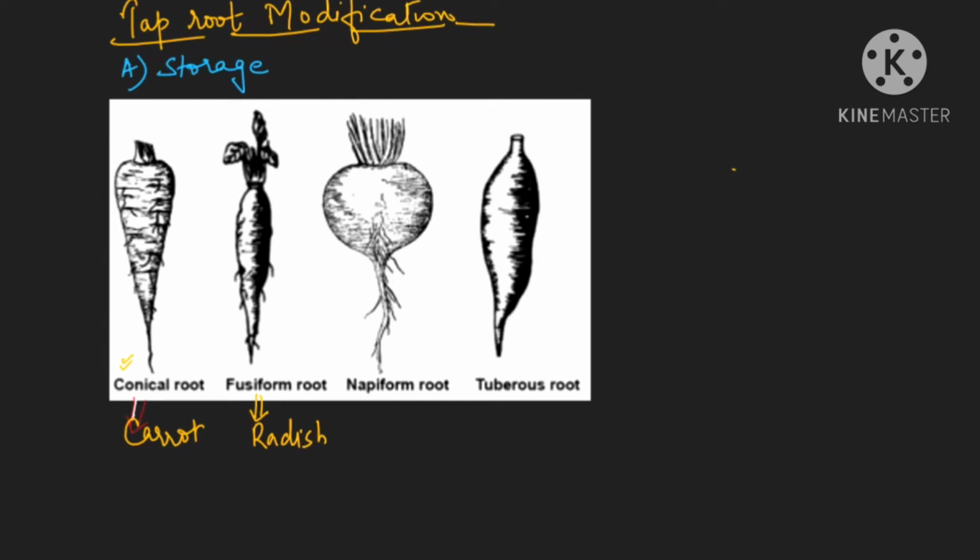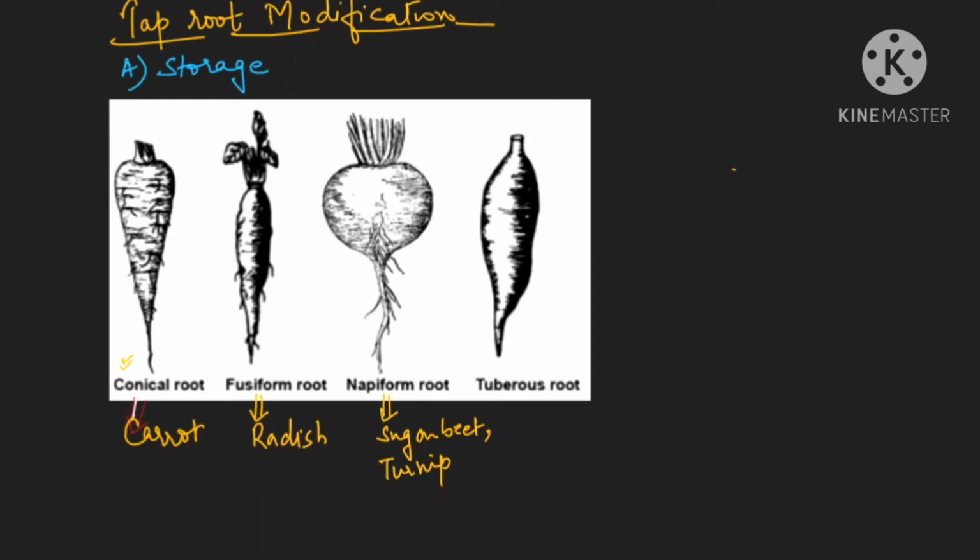Napiform example is your sugar beet. And another example is your turnip. Two examples are there, sugar beet and turnip. And napiform roots, if you see the diagram carefully, analyze it, they are swollen and spherical at the upper end and they suddenly go for tapering.